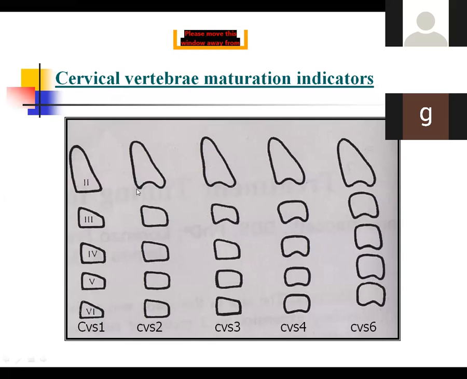shape. The concavity at the lower border begins at the second vertebra, then progresses to the third, then fourth, then fifth and sixth, and there is an increase in the concavity as the growth matures. So this philosophy is used for measuring at which level of vertebra what type of changes are seen. That is anterior posterior height, wedge shape to rectangular shape to more squarish shape.